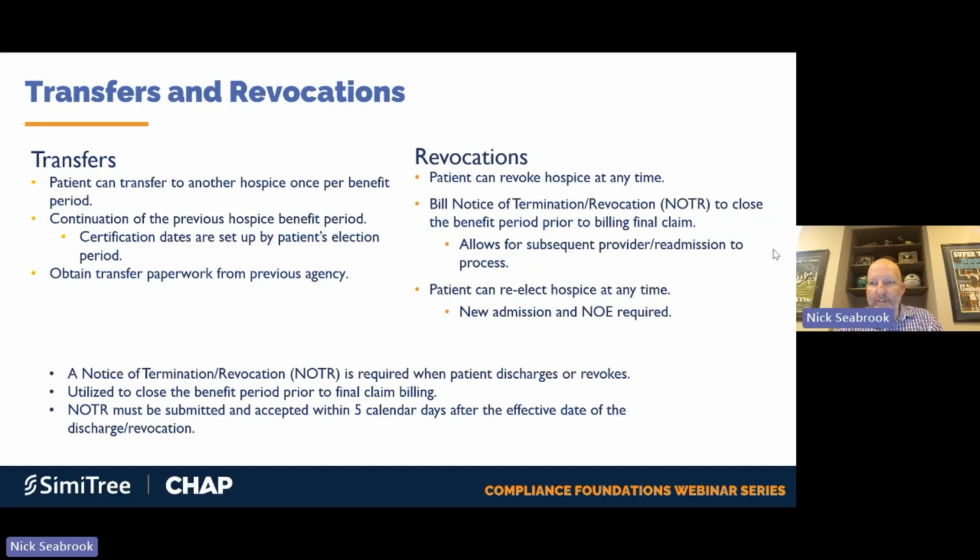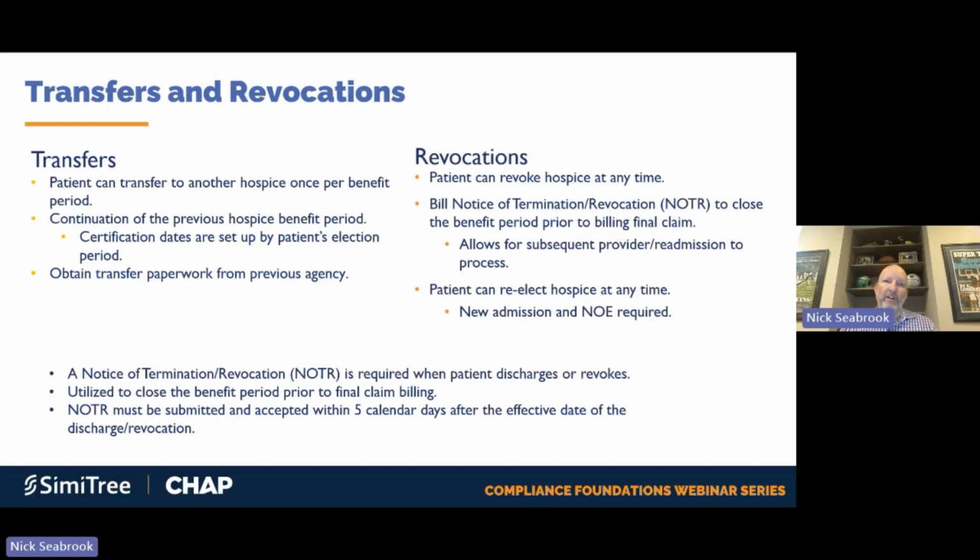Transfers and revocations. So these are going to be scenarios where patients can transfer to another hospice, or they can end up getting discharged and then back on service for that same organization, same agency, similar to what we saw in home health. So the transfers can work from that standpoint. There could be a continuation of that. What happens in that situation is there's a continuation of that previous benefit period. Those certification dates are set up by the patient's election period. It's important to get the information from that previous agency.